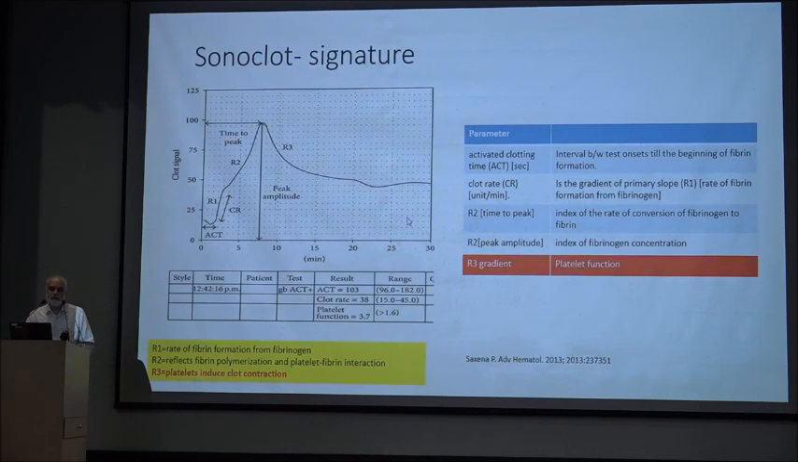Now this is the Sonoclot signature. Here we can also measure the platelet function by the R3 gradient, whereas the others are activated clotting time, clot rate, then this is the peak amplitude, that is the time to peak. So these all things mean different things. R3 is the platelet function, R2, that is the peak amplitude, is the index of fibrin concentration, R2 is the index of rate of conversion of fibrinogen to fibrin, so on and so forth.